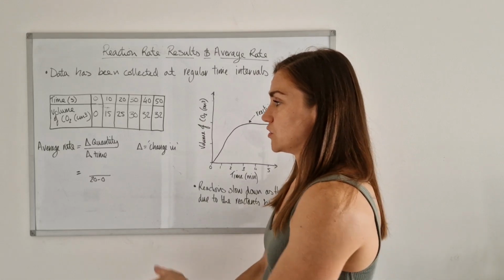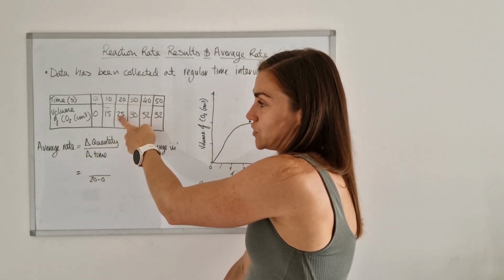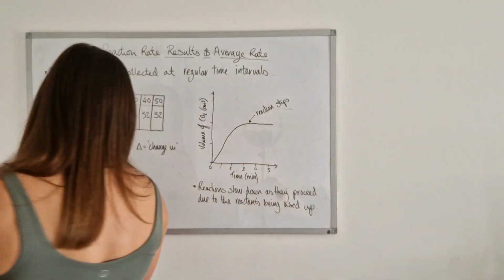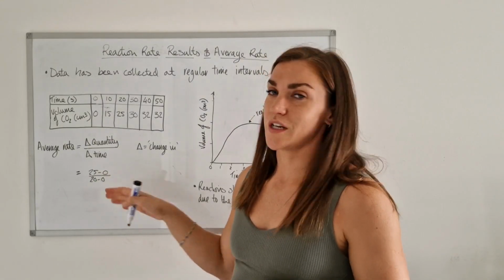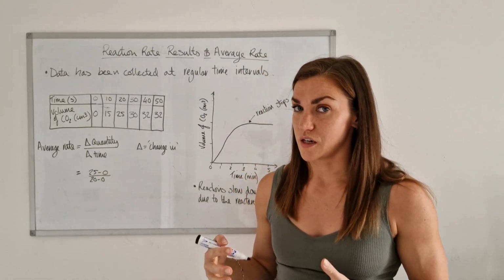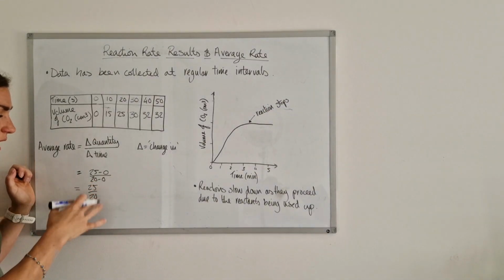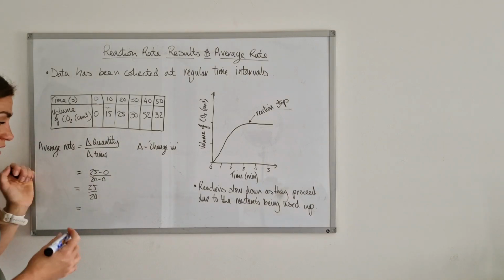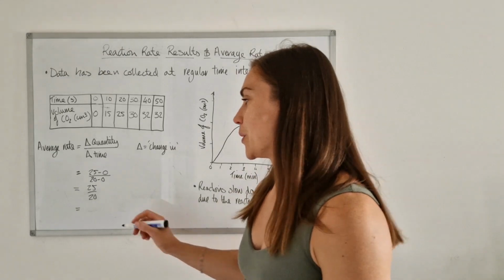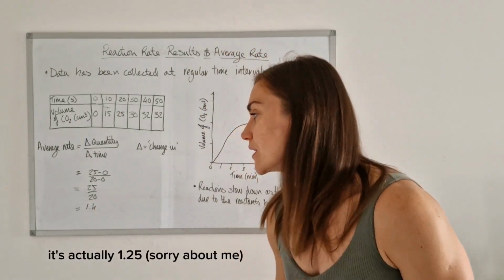Once we've done that, all we have to do is look to see what the quantities were at these times. At 20 seconds, it was 25 centimetres cubed, so I will write a 25 above the 20, and at 0 seconds, it was 0 centimetres cubed. Once we've got the numbers in, it's just a case of simplifying down and working out the calculation. 25 over 20, and then you would put that into your calculator, which I don't currently have, and you would get the answer 1.4, I think. I'm going to have to double check that on a calculator after this.